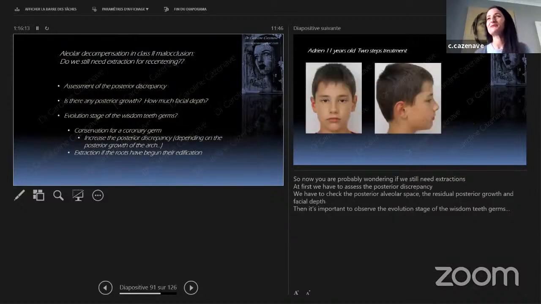So now you are probably wondering if we still need extraction. At first, we have to assess the posterior discrepancy. We have to check the posterior alveolar space, the residual posterior growth, and the facial depth. Then it's important to observe the evolution stage of the wisdom teeth germs. If it's a coronary germ, you can conserve it. But if the roots have begun their edification, you must extract them.